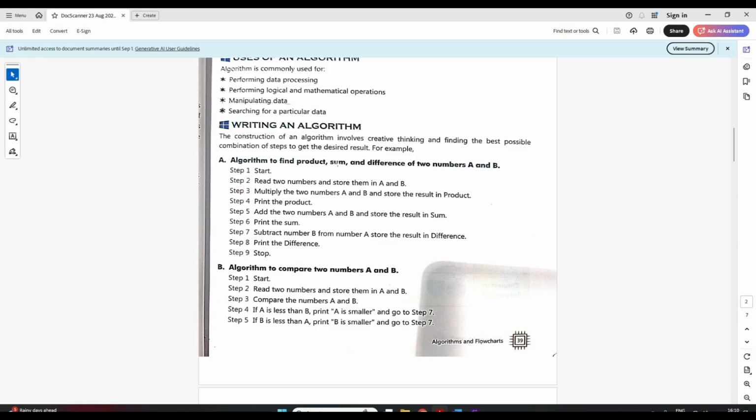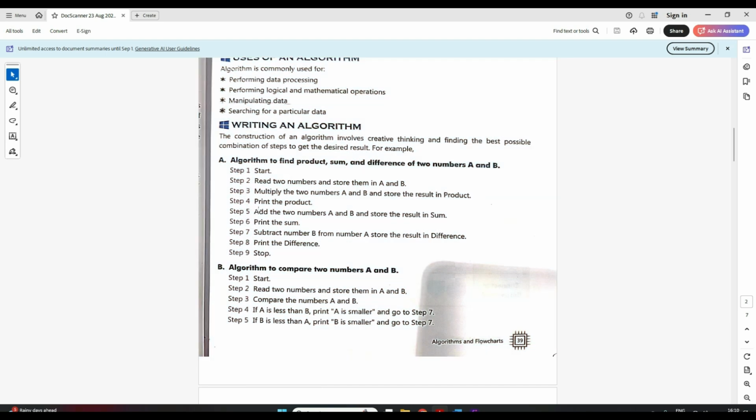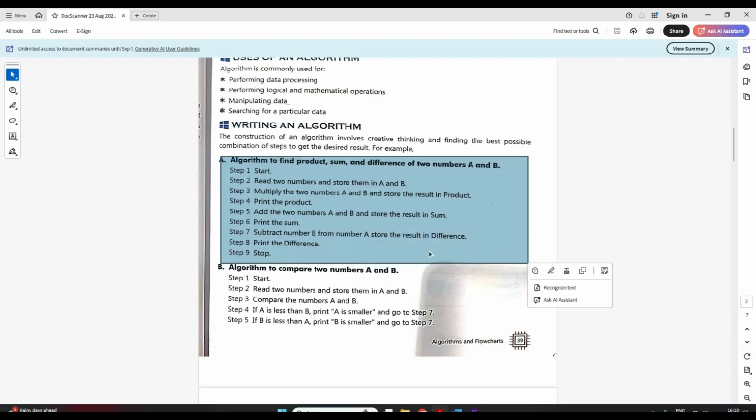Then I have to find the sum, which is the addition of two numbers. So I'll write my next step. See, in very simple English these steps are written. Now my fifth step is add the two numbers, store them in sum, then print sum. Last I have to find the difference. That means I have to subtract, right? So subtract the number b from a, store the result in difference and print it, and then stop. This is a very simple algorithm.